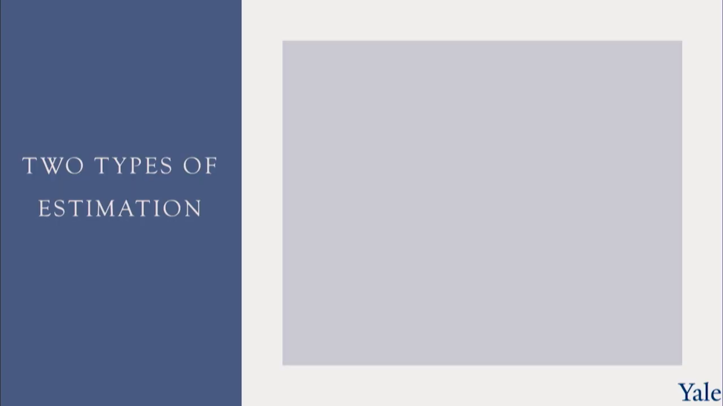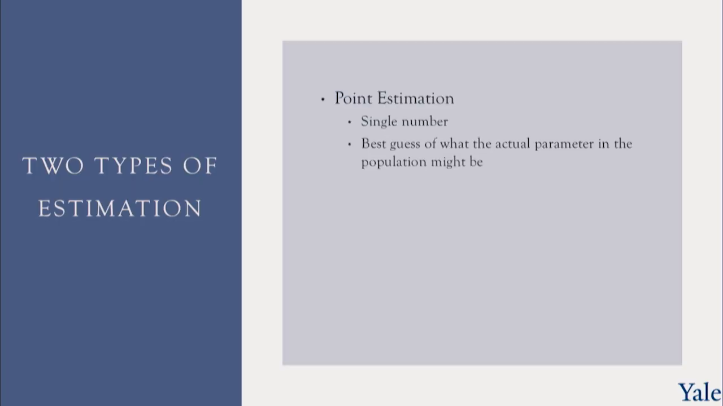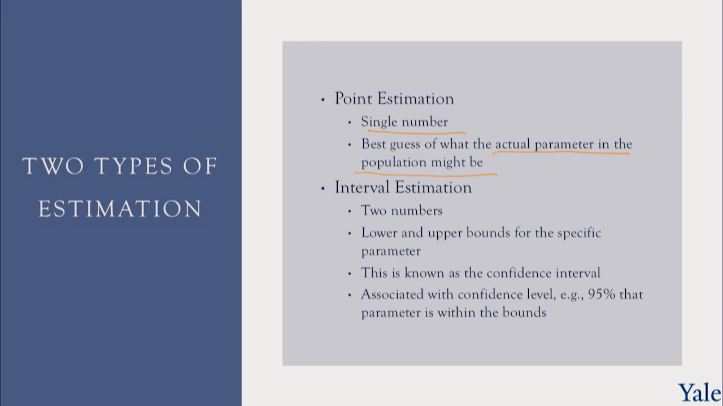There are two kinds of estimation. We have point estimation, where we're interested in estimating a single number. So this is the best guess of what the actual parameter in the population might be. What is the average wealth in this group? What's the average height in this group? And then we have interval estimation. We get two numbers called the lower and the upper bound for a specific parameter. And this is often known as the confidence interval, and it's often associated with a confidence level. For example, 95% of that parameter is within the bound.